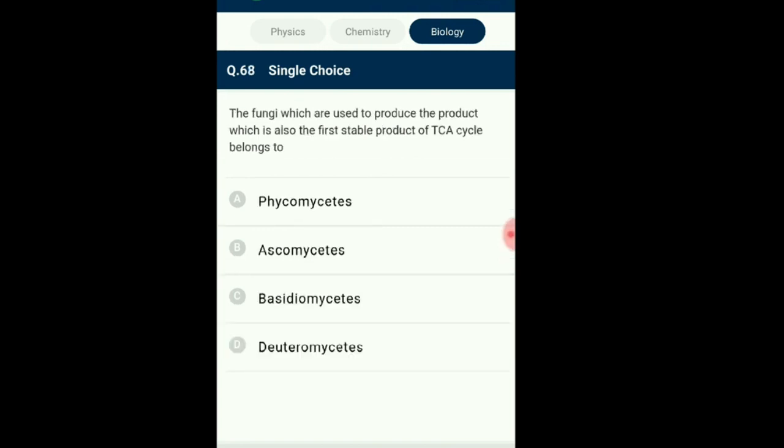Question number 68. The fungi which are used to produce the product which is also the first stable product of TCA cycle belongs to. The first stable product of TCA cycle or Krebs cycle is citric acid, which is commercially produced using Aspergillus niger. This fungus belongs to ascomycetes. So the answer is option B, ascomycetes.